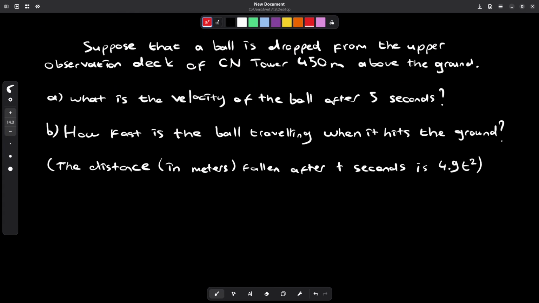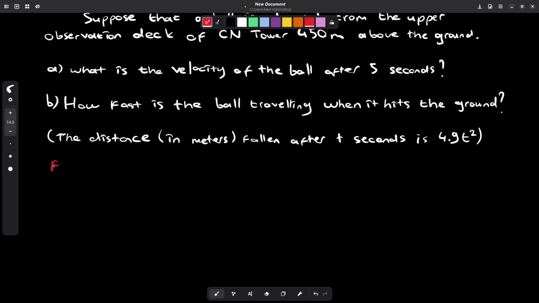Suppose that a ball is dropped from the upper observation deck of the CN Tower, 450 meters above the ground. What is the velocity of the ball after 5 seconds? How fast is the ball traveling when it hits the ground? The distance in meters fallen after t seconds is 4.9 t squared. So our f(t) is given to us, 4.9 t squared, right?